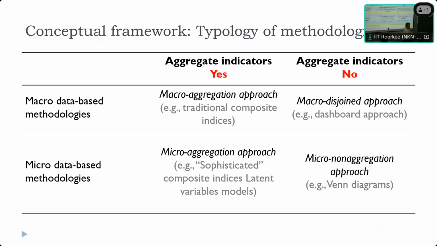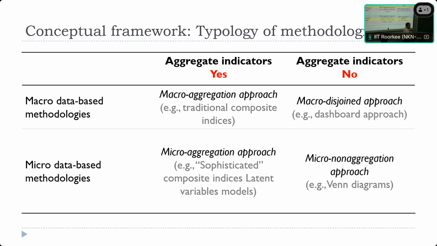And microdata methodologies, what exactly? So in a Venn diagram, have you ever seen a Venn diagram? In a Venn diagram, do you combine the data to come up with an index? Is it possible? No, because they have some overlap. So you do not aggregate them.